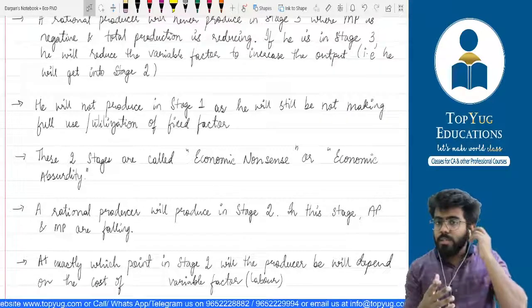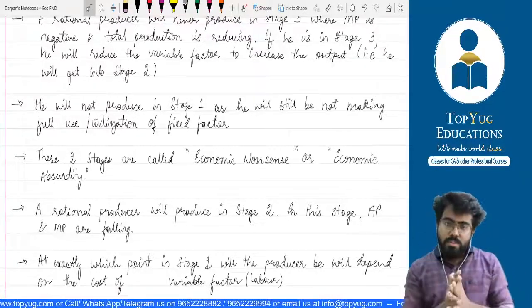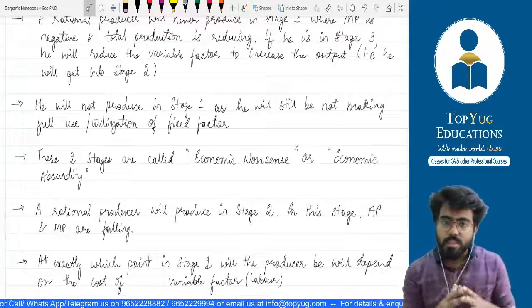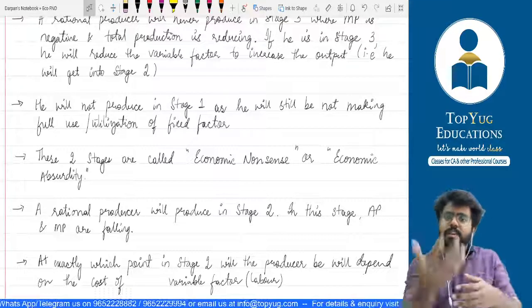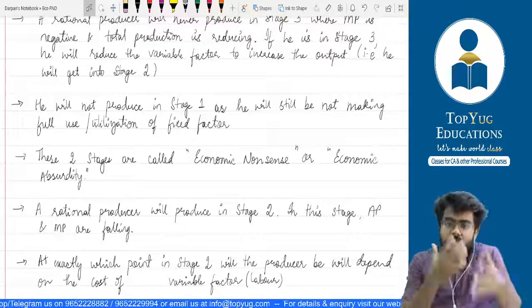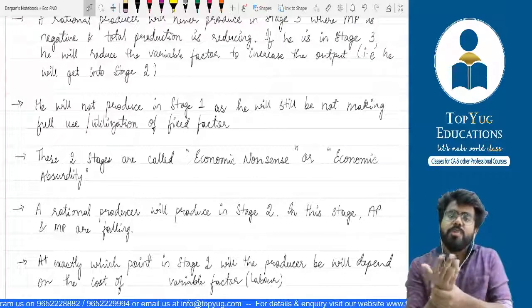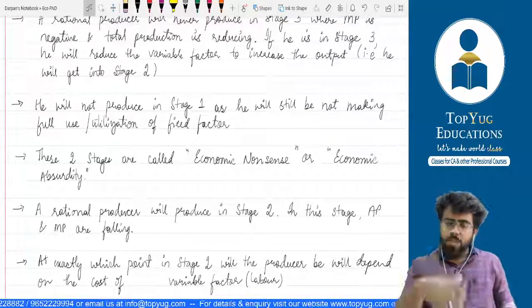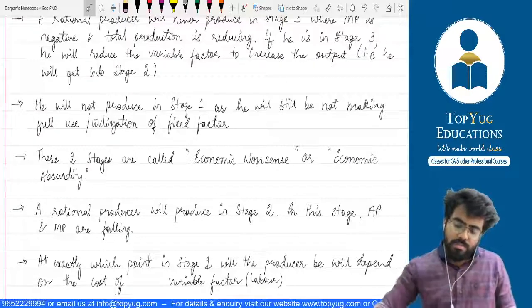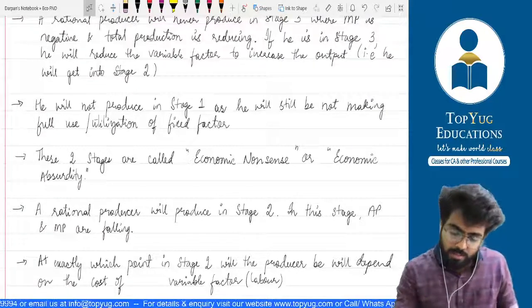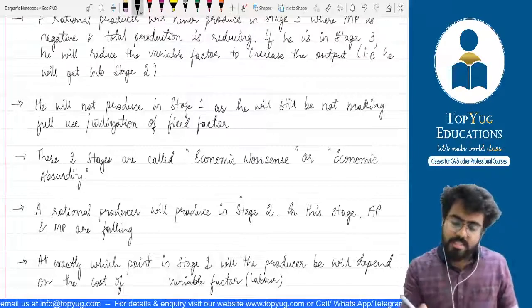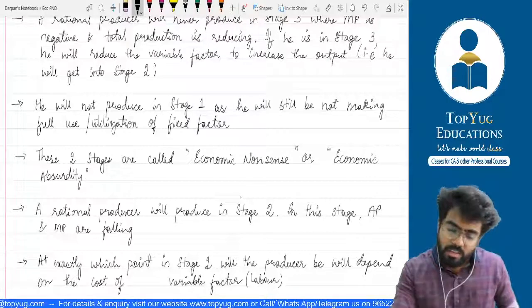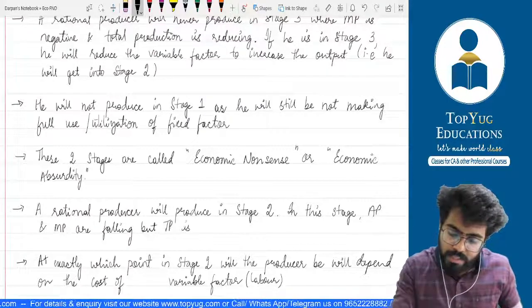And why is he not producing in stage 1? Because in stage 1 he is still not fully utilizing the fixed factor. He will want more. Like you saw in marginal utility and total utility, you're getting lower marginal utility, but you're still consuming. Why? Because you've not reached a stage where your total utility is maximum. Correct? So you will not stop at stage 1, since your total product is still rising. You can write that point also. In fact, in the last second point, when you wrote that a rational producer will produce in stage 2, in this stage AP and MP are falling, but TP is rising.